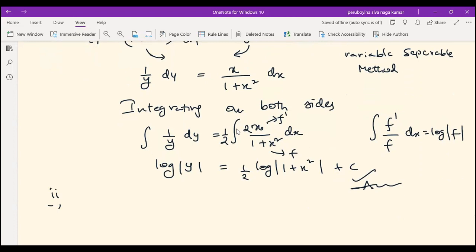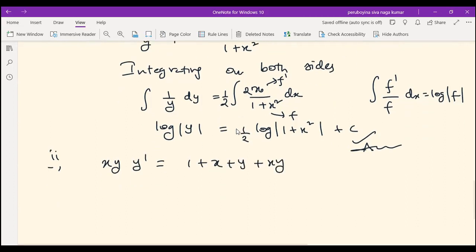Next, 4-2. The equation was given. It says xy into y dash is equal to 1 plus x plus y plus xy.